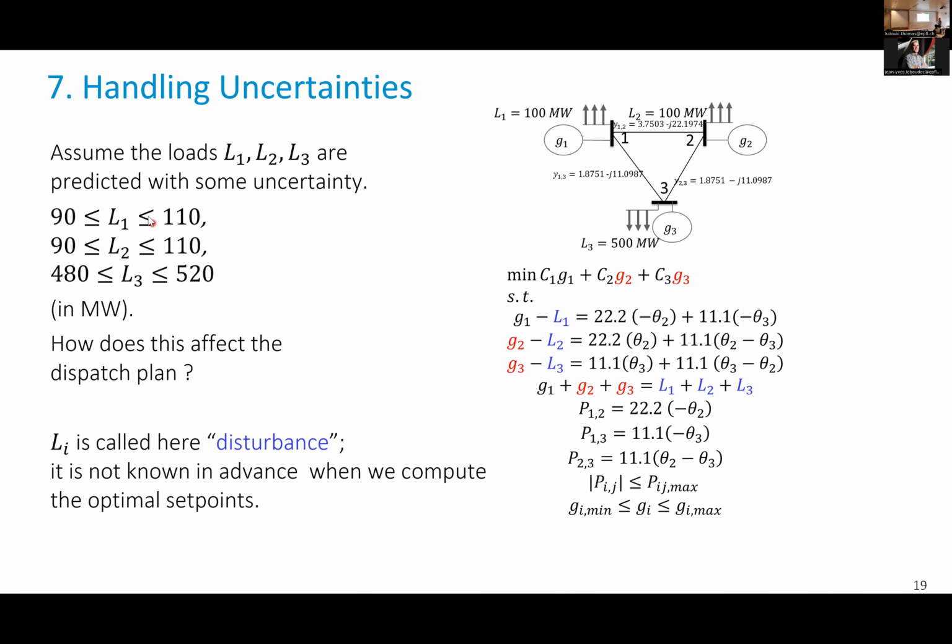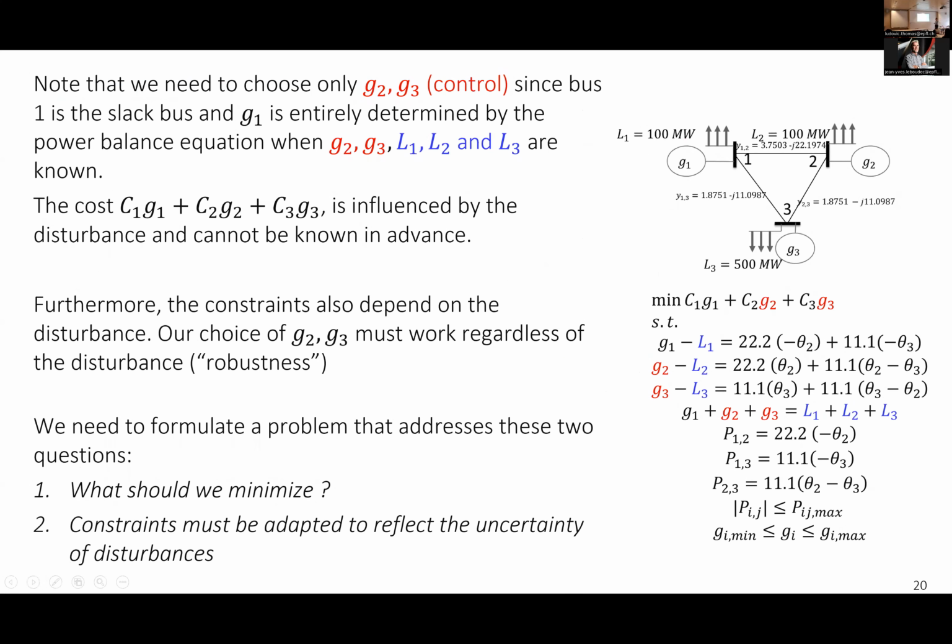So here we see the disturbance, what had been called d, is now the true value of the load here, L1, L2, L3. And if I write my optimization problem, this is the problem I had before without the quantifier here. Now, let's look at the details of the problem.